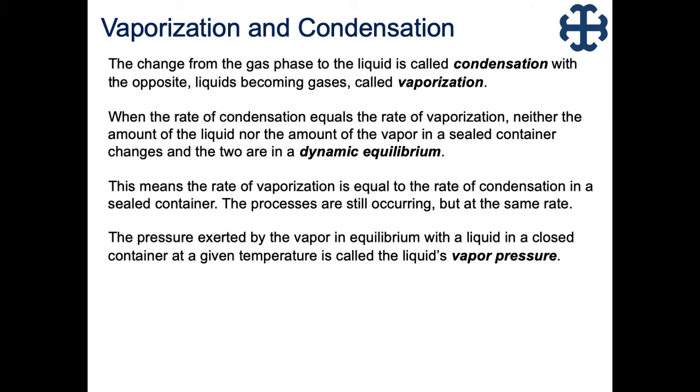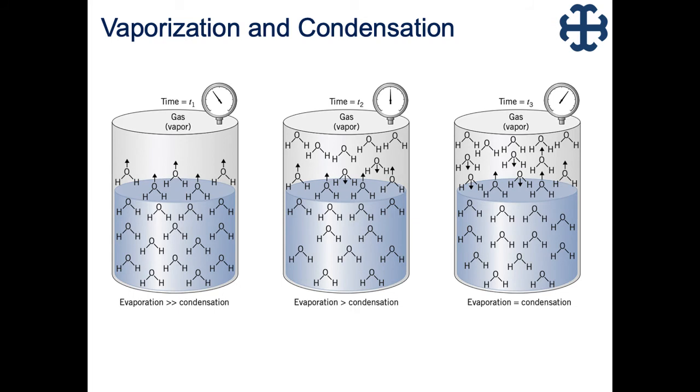Because gases exert pressure, we can measure a property related to this equilibrium called the vapor pressure. So if we have a sealed container with a liquid and gas in equilibrium, the pressure of that gas in that container is going to be something that we call its vapor pressure. Okay?